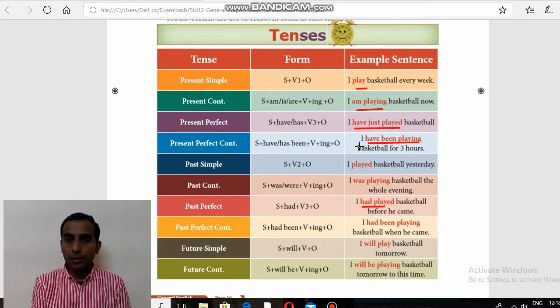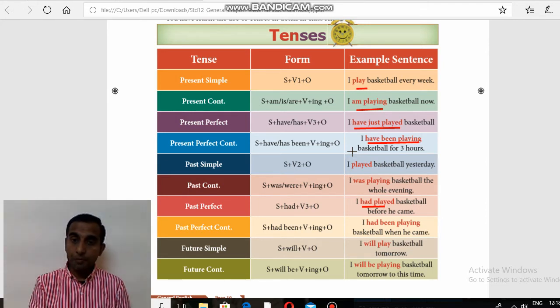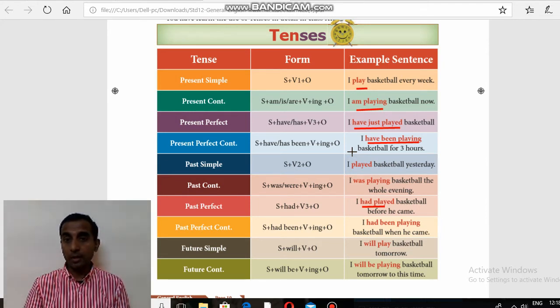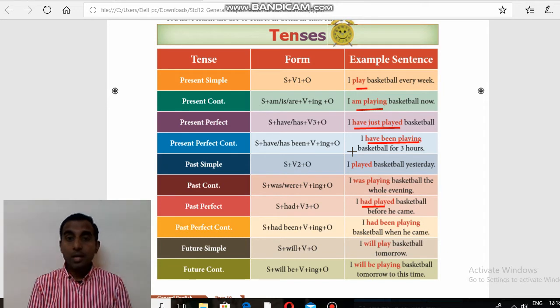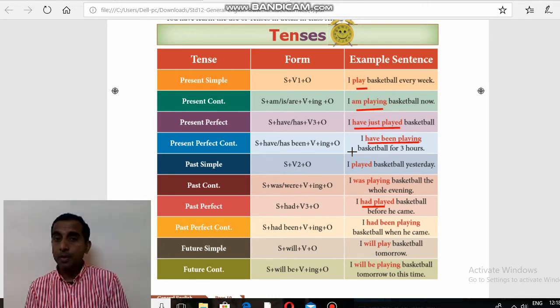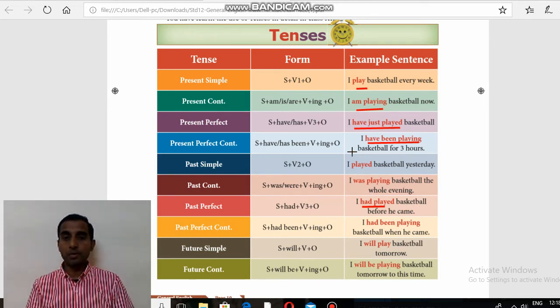And when it's perfect continuous, you can see that the have form of the verb will be there. The ing form is there. Along with that, you will add been. So I have been playing basketball for 3 hours. What does the sentence mean? That means the action started long before and it is still continuing. I started playing basketball 3 hours ago and I'm still continuing. So I have been playing. So this is what is perfect continuous. This is the example which we saw for present tense.